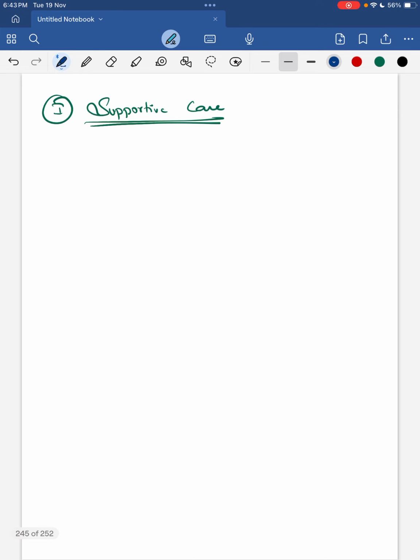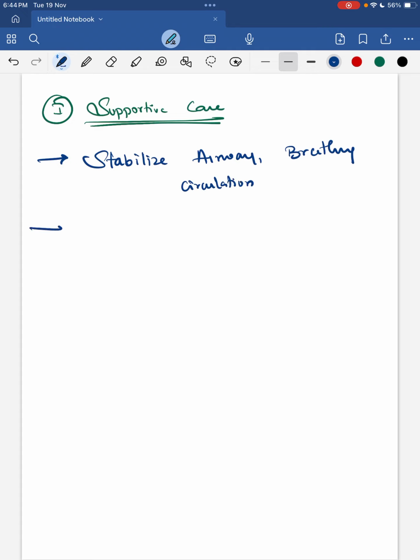In supportive care, mainly you have to stabilize your ABC, that is your airway, breathing and circulation. Second point is you have to maintain the temperature and oxygenation should be maintained. Third point is you should not leave the patient in hyperglycemia or hypoglycemia, that is you have to avoid hyper and hypoglycemia.